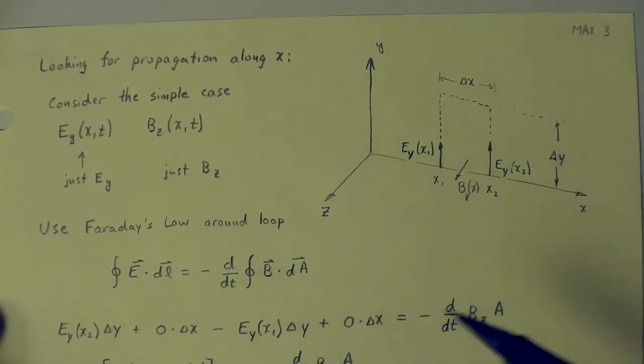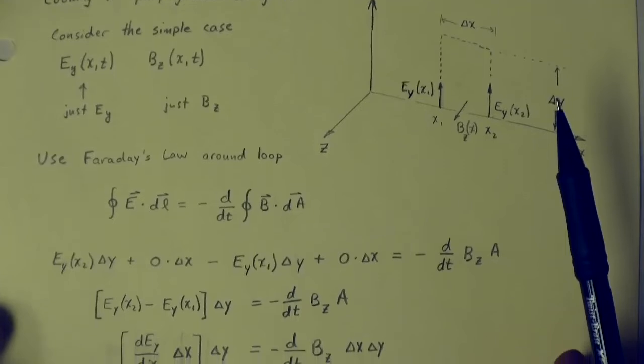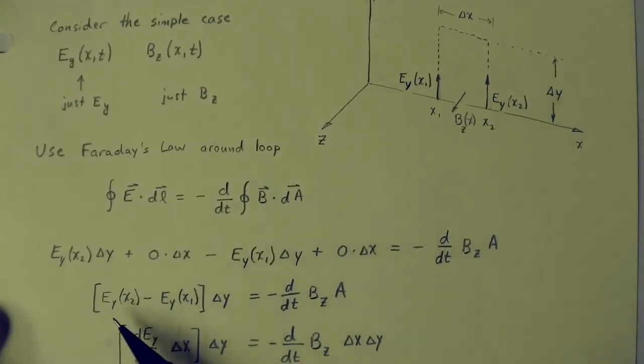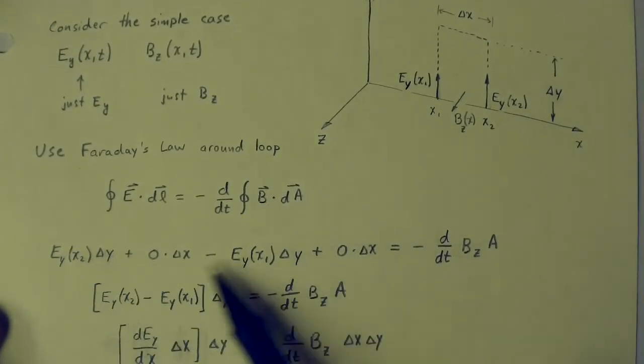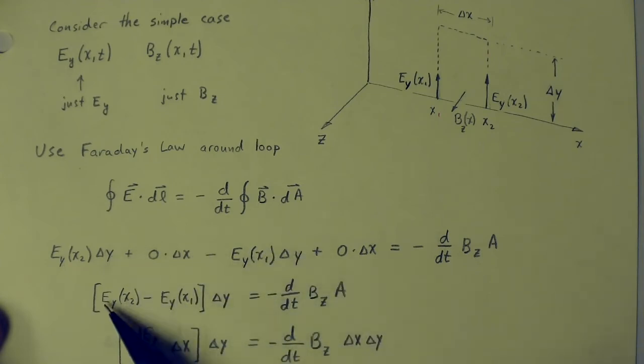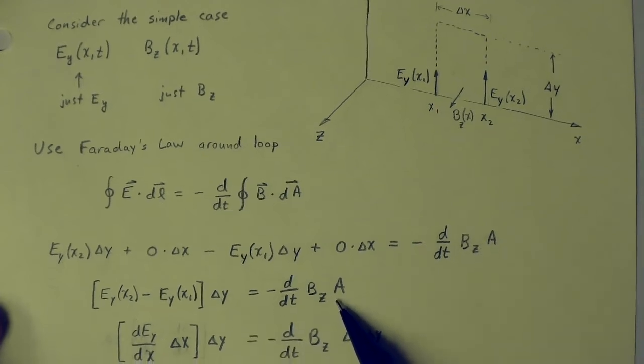Okay, now let's do some simplifying. So if you look up here, first, all I do is gather together the terms that have a delta y in them. And so it's Ey at x2 minus Ey at x1 times delta y. And over here, I just copied the same thing.